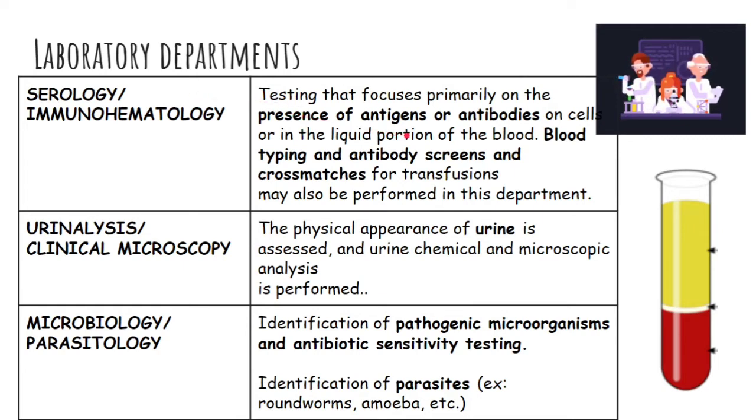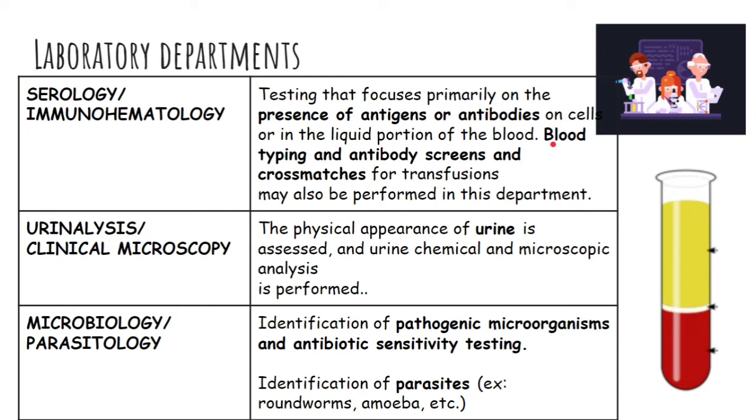So, using the serum or plasma or the liquid portion of the blood, we are now detecting in the serology or immunohematology department the presence or absence of antigens or antibodies. So, this is something to do with your immune system. Baka narinig nyo na si antibodies, diba? Antibodies against COVID, yung vaccines, ganyan-ganyan. Nandun papasok yung antibodies nyo. Yun po yung tinatest natin.